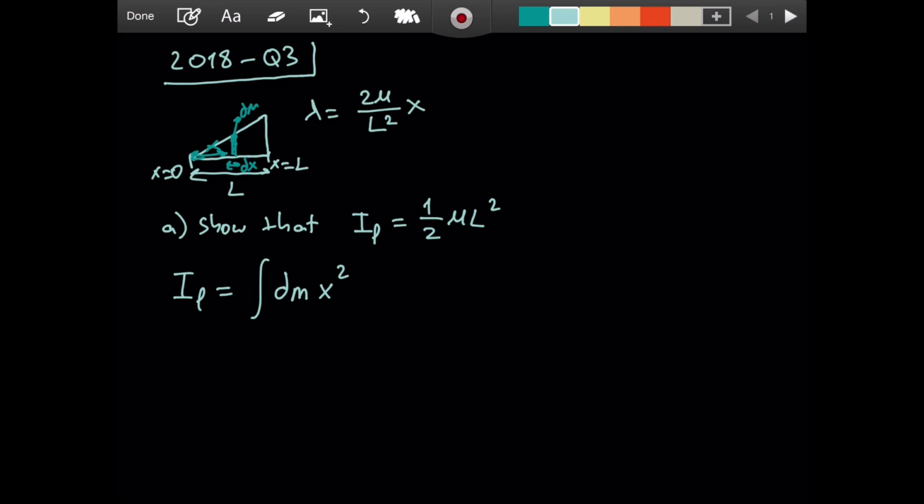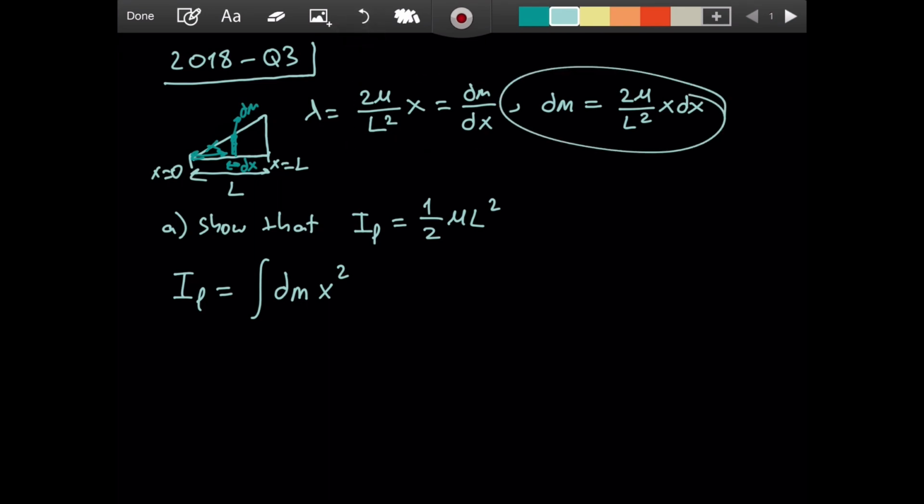Now, how do we take this integral? As x squared varies, dm varies, so we need to get dm in terms of dx so that we can take the integral. It is quite easy actually if we notice that lambda is another way to say dm by dx. So this means that dm, the infinitesimal mass, is equal to 2M over L squared times x dx. I just use this equality.